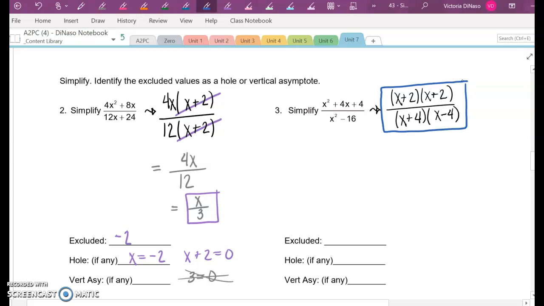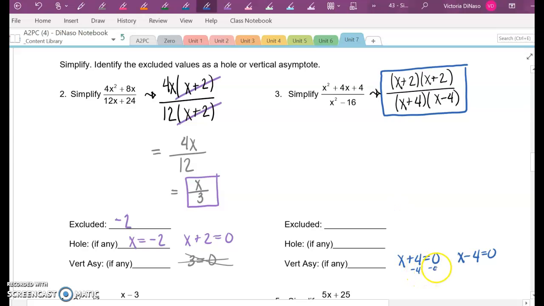In this problem, since I didn't cancel anything, I don't have any holes. However, you are going to take what's left over in the denominator and set that equal to 0. So now I have two things. We have x plus 4 equals 0, and then x minus 4 equals 0. I'm going to subtract 4, and we get that x equals -4. That's one of my vertical asymptotes. Then I'm going to add 4, and I get x equals 4. That's another one of my vertical asymptotes. Those are also going to be my excluded values, -4 and 4. No holes for this problem.